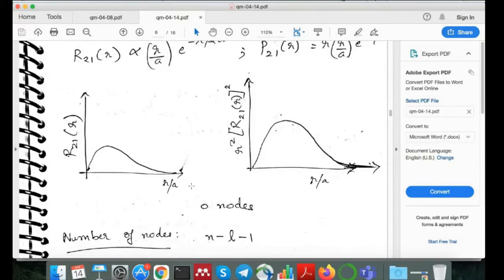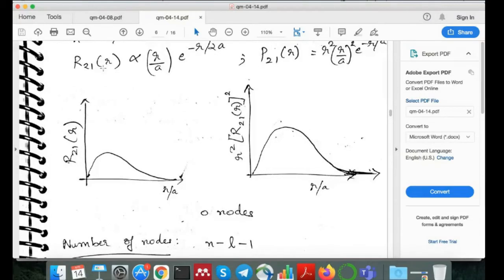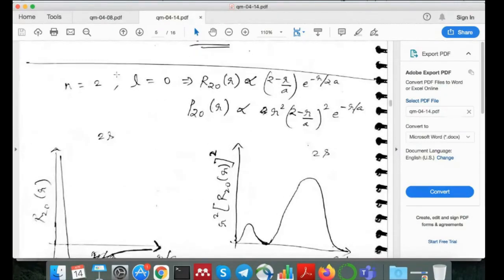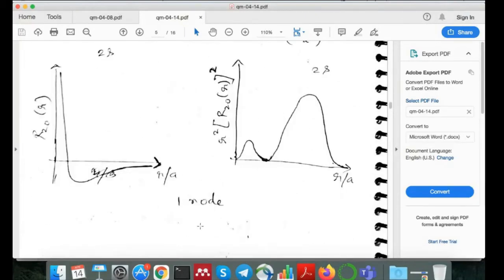So there is a pattern that you can decipher from these plots and wave functions: the number of nodes is equal to n minus L minus 1. You can verify that. In this example n is 2, L is 1, so 2 minus 1 minus 1 is 0, so there are 0 nodes. Let's check here: n is 2, L is 0, so n minus L minus 1 is 2 minus 1, which gives one node. And that is what you get.